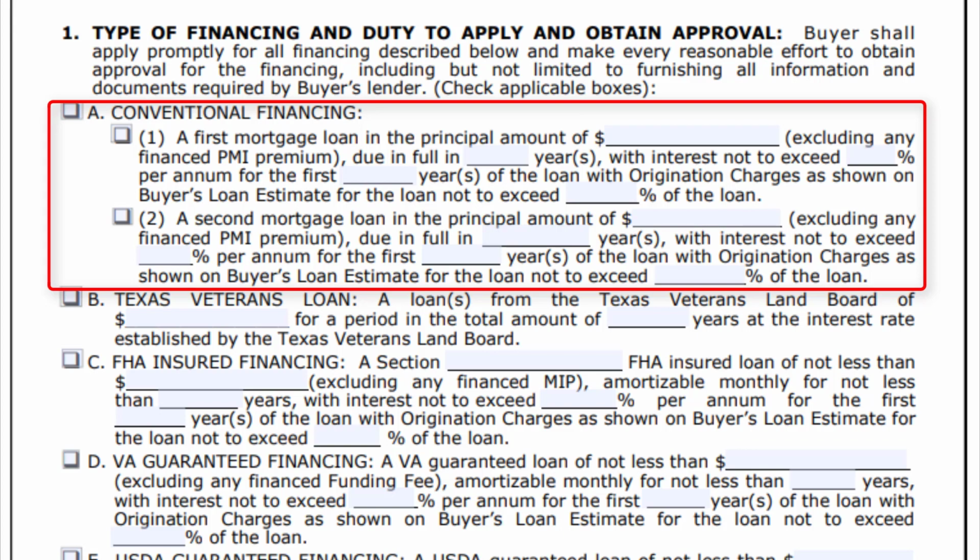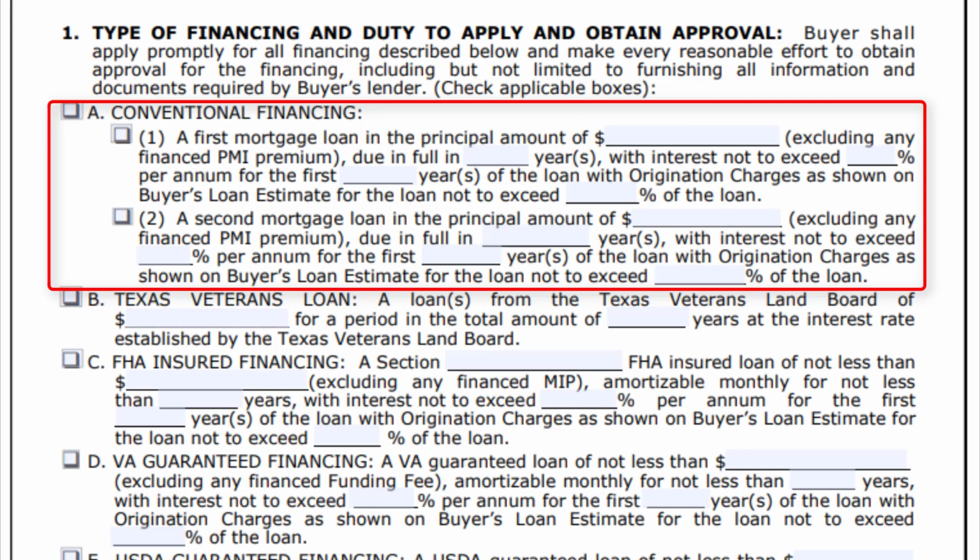So $400,000 would go in this box. You do not include any financed private mortgage insurance premiums that are put in there. So it's just the loan amount. So the purchase price minus your down payment is your loan amount. That's what goes in there.